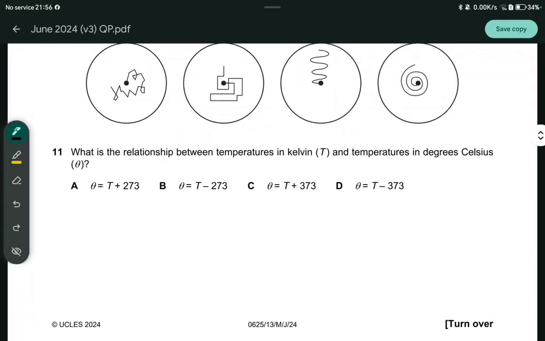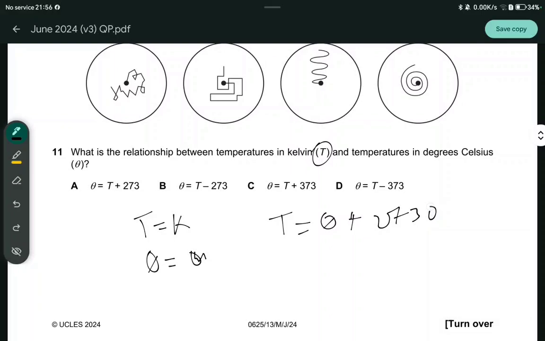So what's the relationship between the temperatures in degrees and the ones in Kelvin? Wait, no. T is in Kelvin, and theta is in degrees. So that means T is equal to theta plus 273, because I know 0 degrees is equal to 273 Kelvin. That means to make theta the subject of the formula, theta is equal to T minus 273.